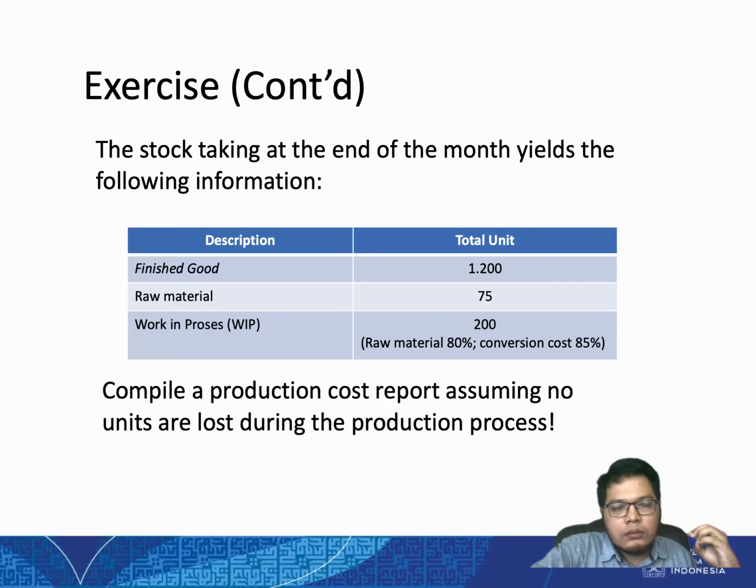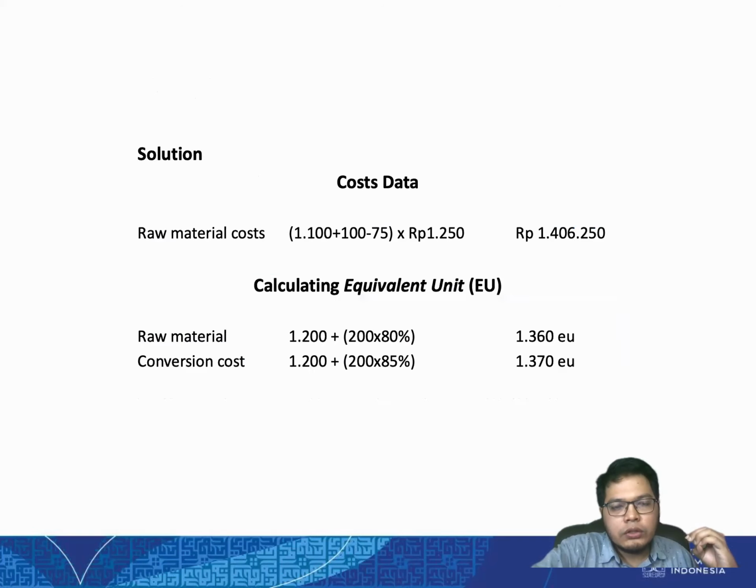The stock taking at the end of the month yields the following information. So it has finished goods of 1,200, raw material is 75, and work in process is like this. So this is based on data. As you can see here, we try to add them like this, and this is the raw material cost.